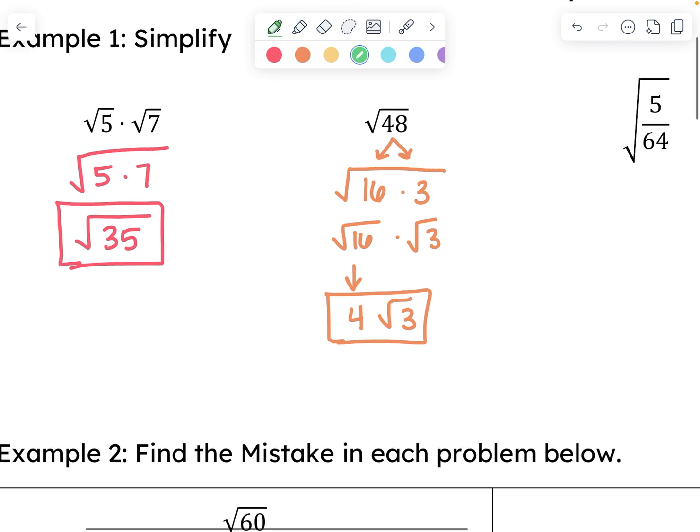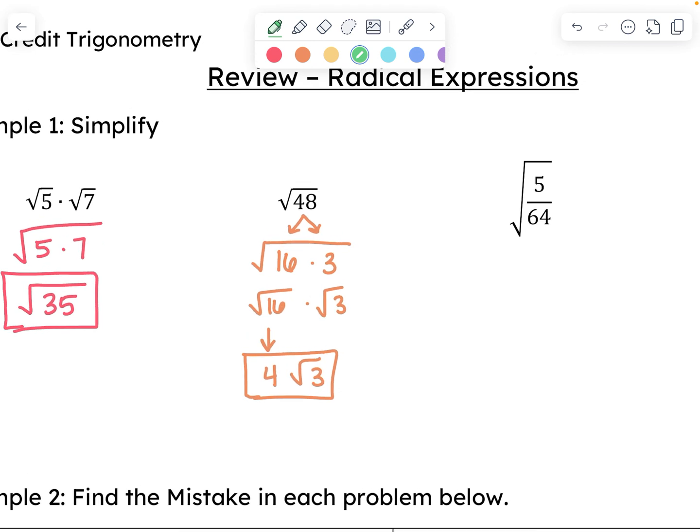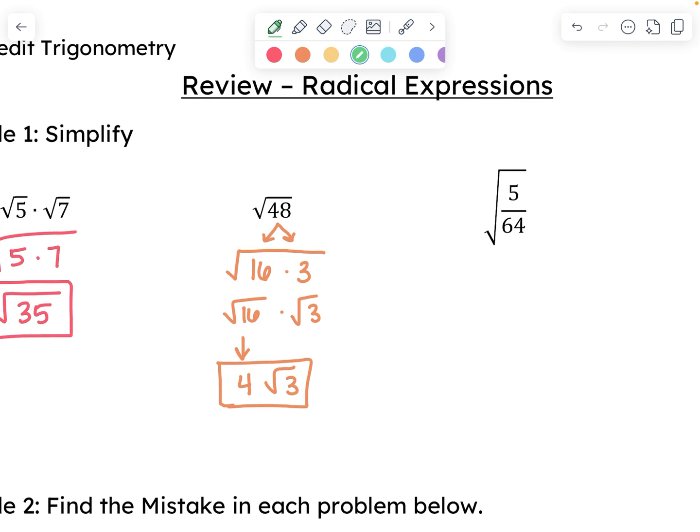Now, my next example, I've got a fraction here, and what we need to remember for this class is that we can never, ever, ever have radicals in our denominators. So if I'm looking at the square root of 5 over 64, I cannot leave it like this. I cannot have a radical in a denominator, which would be our 64 in this case. What I can do here is split it, so it's the square root of 5 over the square root of 64. So I can split it into two separate square roots, the top and the bottom. And then lucky for us, the bottom is a nice, pretty perfect square. So we're going to simplify this down to the square root of 5 over 8. And that's all we have to do here.